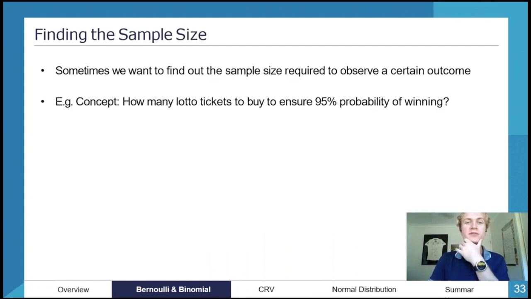Okay, so sometimes we want to find the sample size. You've now been shown the basics, but sometimes you have to go the other way. Sometimes you're given a probability of something, or they say, try and find the probability of this. And then you have to backtrack to find the sample size we need to get that probability to work, given the probability, etc., to observe a certain outcome.